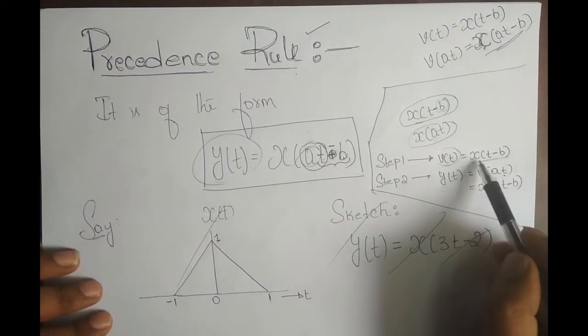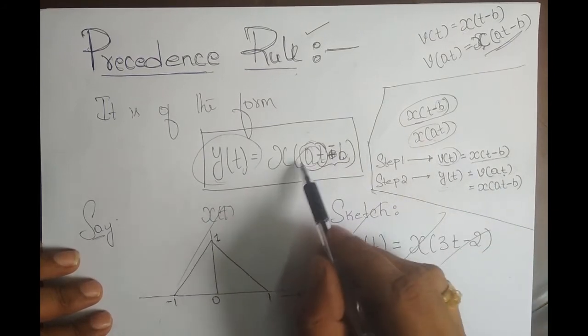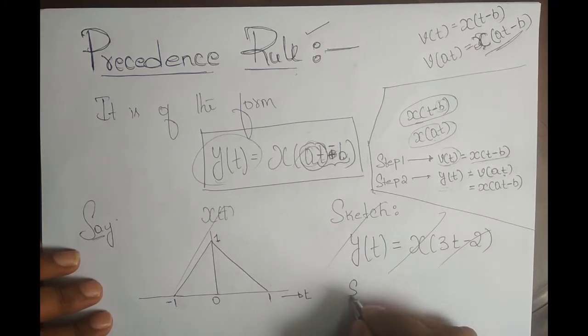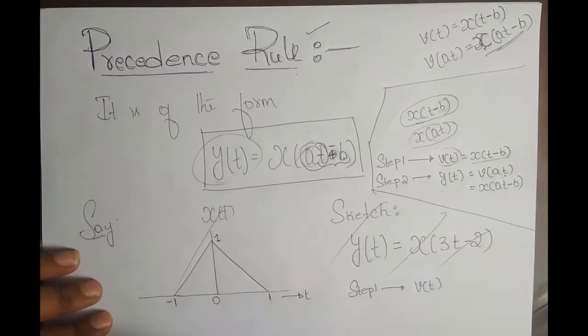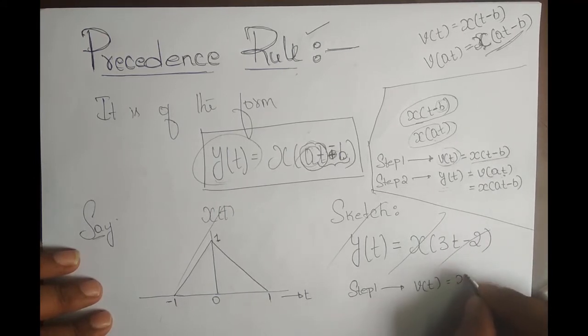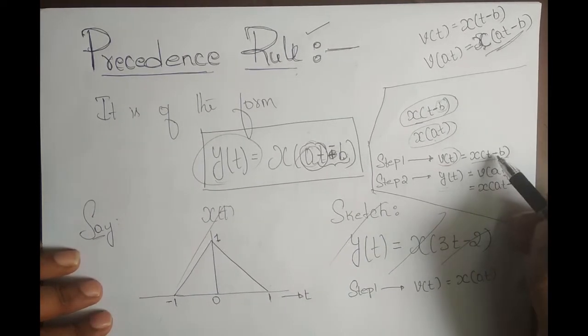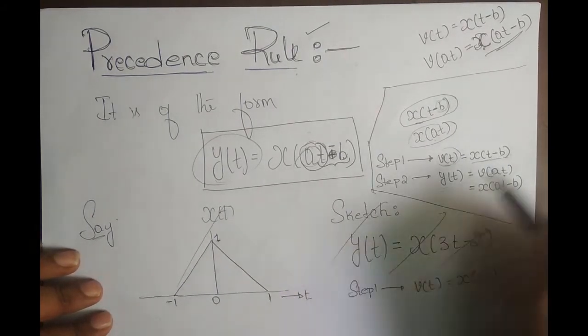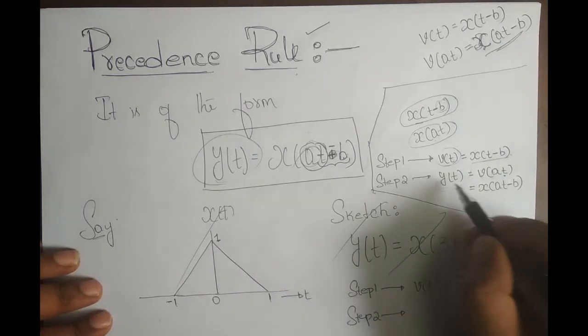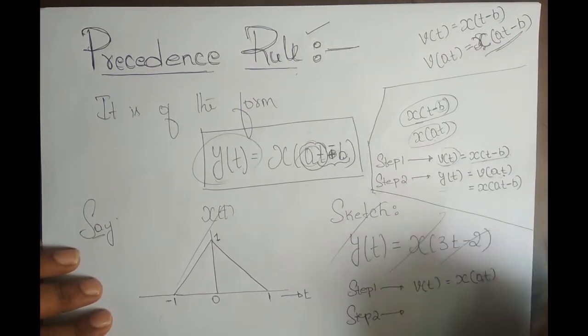Which signal you have to scale? Not your x of t signal. You have to scale your intermediate signal v of t. So what if I violate it? In step 1, I'll sketch an intermediate signal v of t, which involves only the scaling operation, x of a into t. Instead of shifting it in step 1, I'll scale it. In step 2, I'll shift the intermediate signal. What did I do here? I scaled the shifted signal. Now I'll do the other way around.